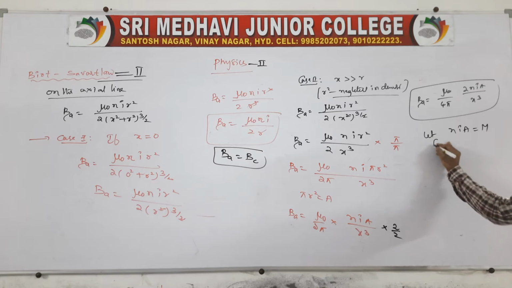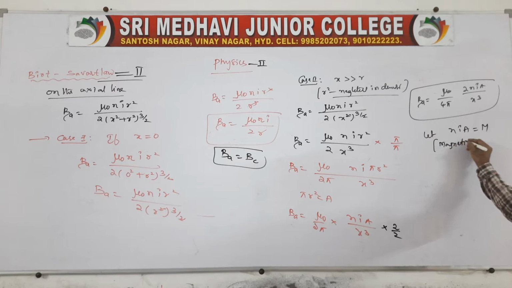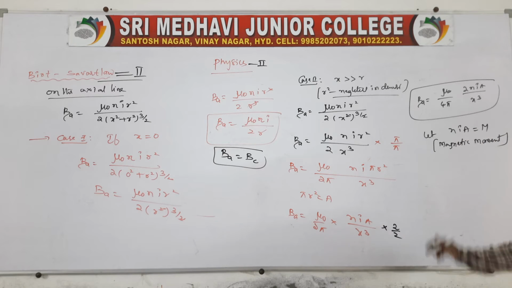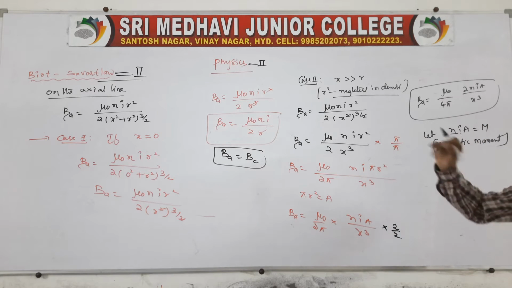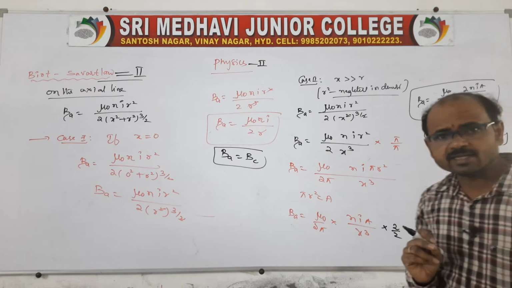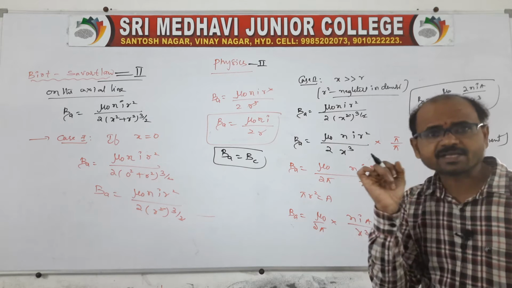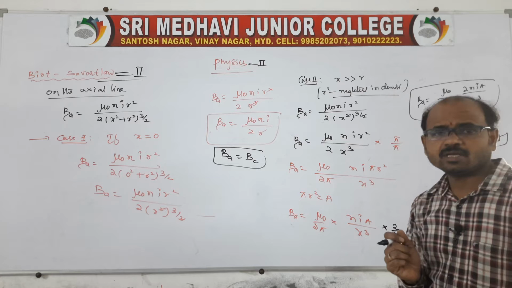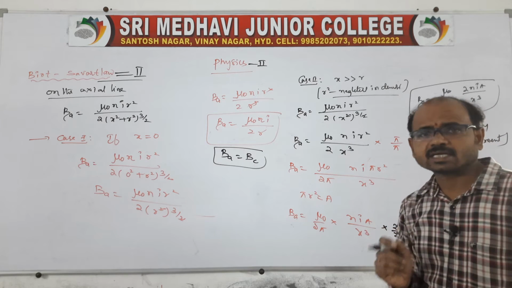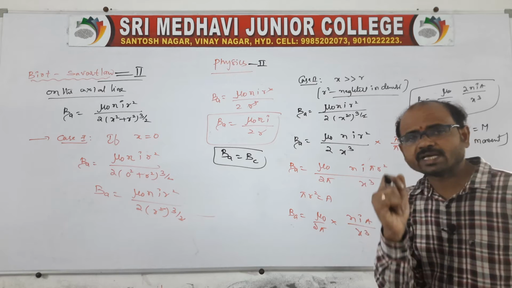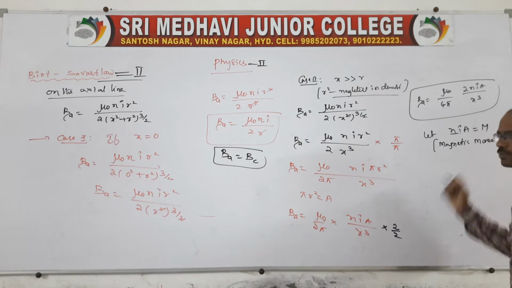In the case of a circular coil, N is the number of turns, I is the current carried by the coil, and A is the area of the coil. The coil is circular, so it is pi r square. Suppose the coil is a rectangle, then you take the area of a rectangle. If it is a square, you take the area of a square. If it is a triangle, you take the area of the triangle.